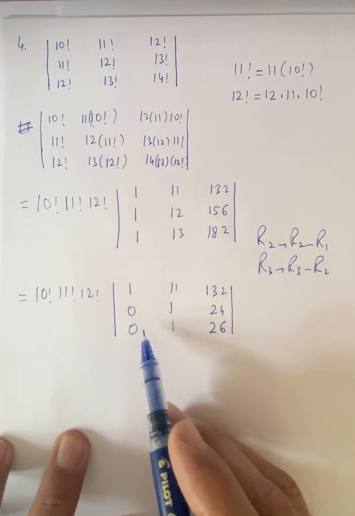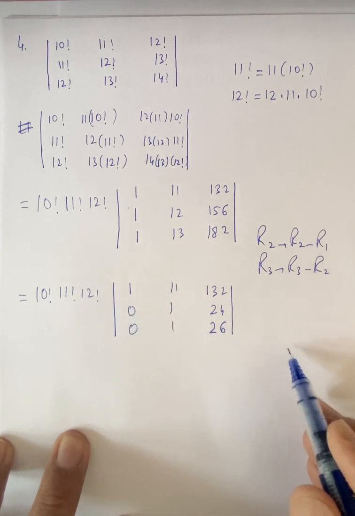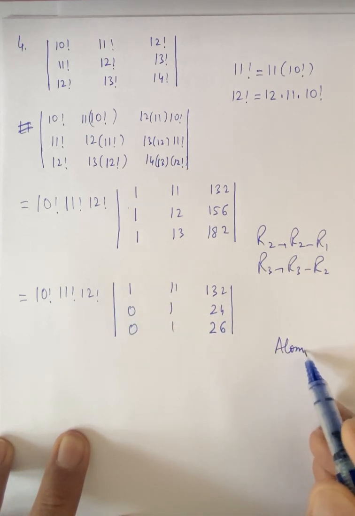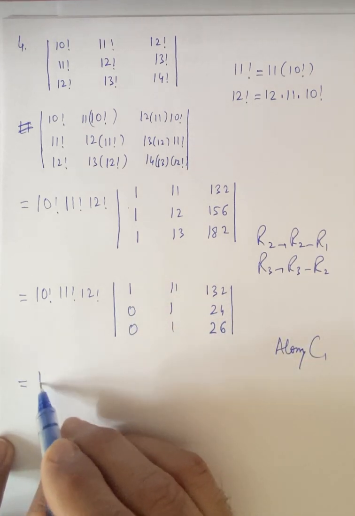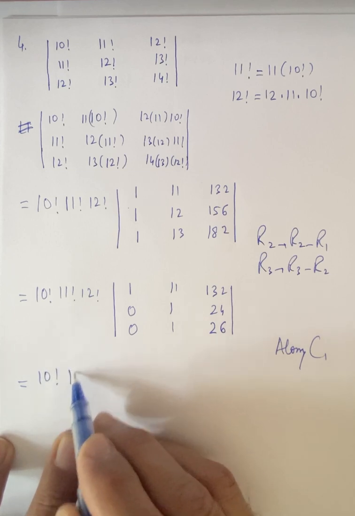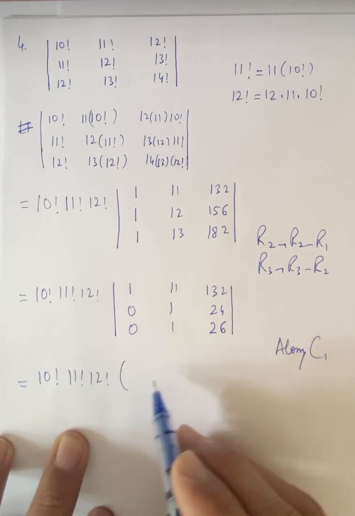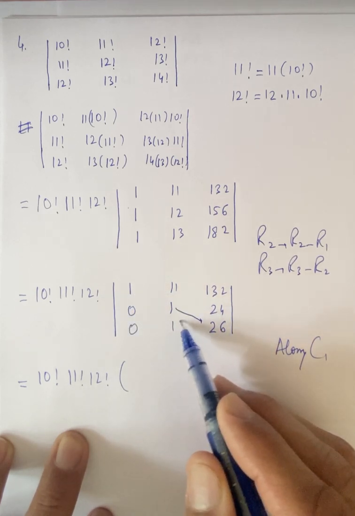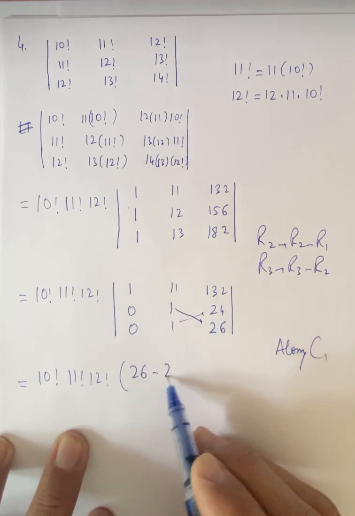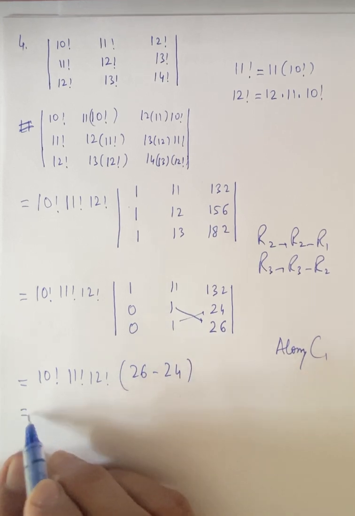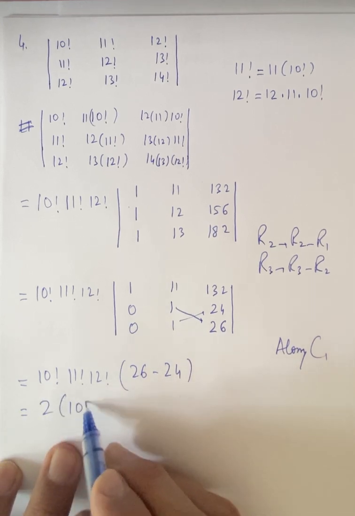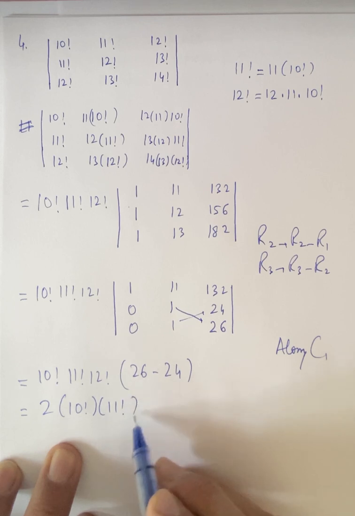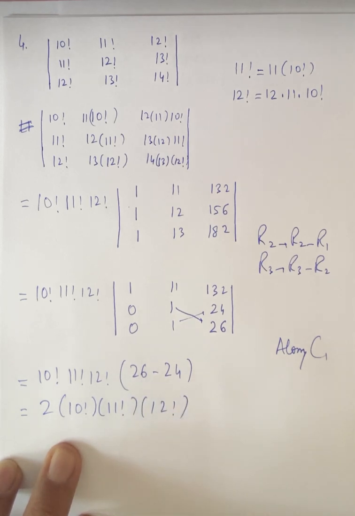Now two zeros, so we expand along the elements of the first column. This is what we have, 10 factorial into 11 factorial into 12 factorial. Then it's 1 into this minus this. It's 26 minus 24. It's 2 into 10 factorial into 11 factorial into 12 factorial. This is the answer.